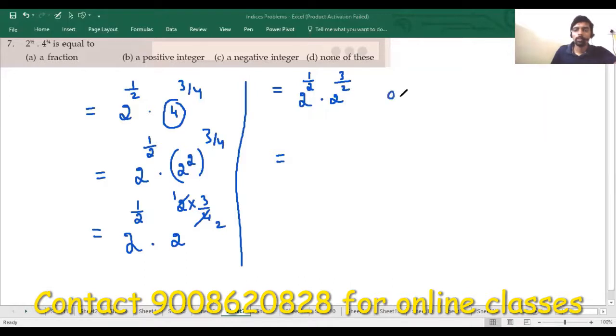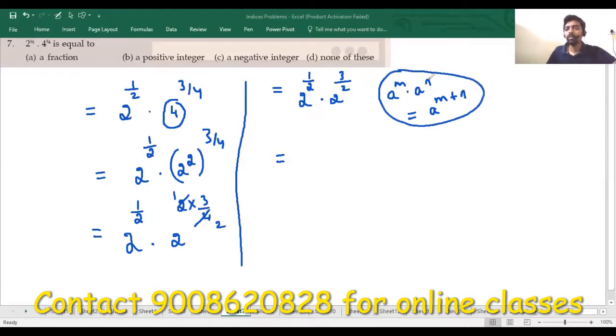Now what is the sign here? Into. We know this property, right? A to the power m into a to the power n can be written as a to the power m plus n. When bases are same, while multiplying, we need to add the exponents. So here the bases are same, right? And what is the sign here? Into. When there is into sign, we will add the exponents. When there is division sign, we will subtract the exponents. Correct. So now 2 to the power, add the exponents guys. 1 by 2 plus 3 by 2.